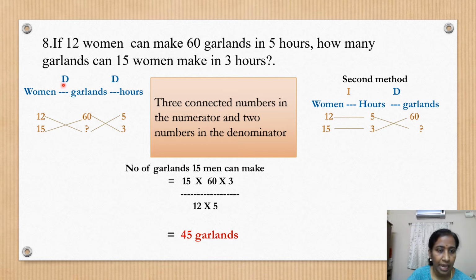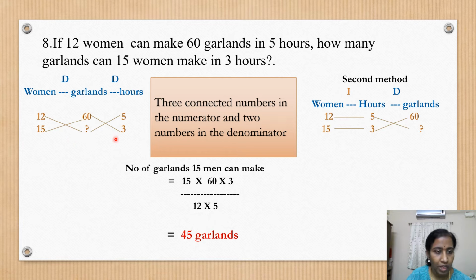Then I will see if it is direct or inverse. So women, more garlands, direct. So I put an X here. More garlands, more time, I put direct variation, and that is again X. So I am filling the values 12, 60 and 15. How many garlands is question mark? 15 and 3. So see that you write the numbers in the right places. Then since it is direct, I am putting an X here. Here again direct, I am putting an X here.